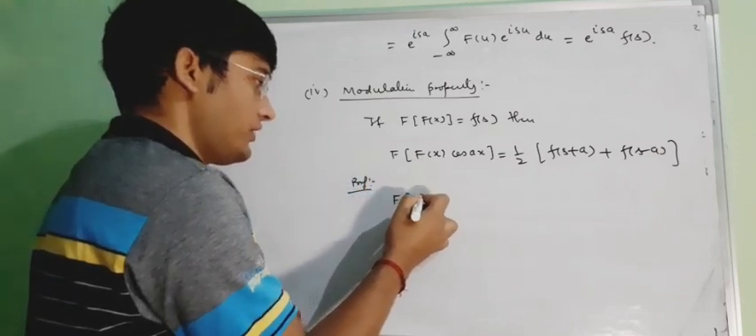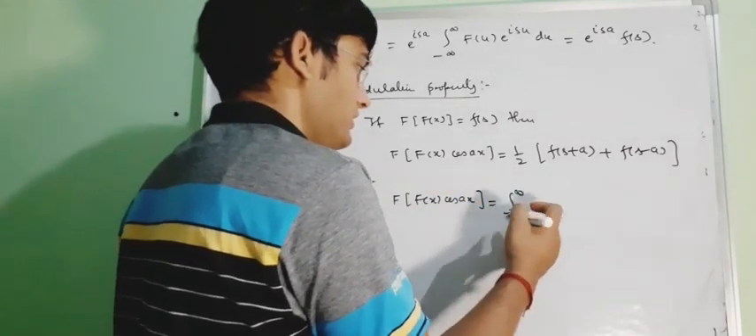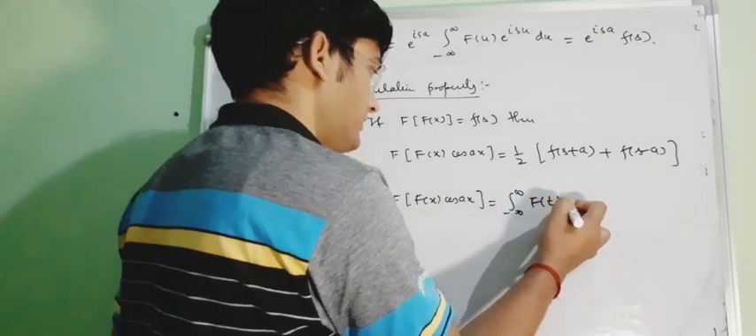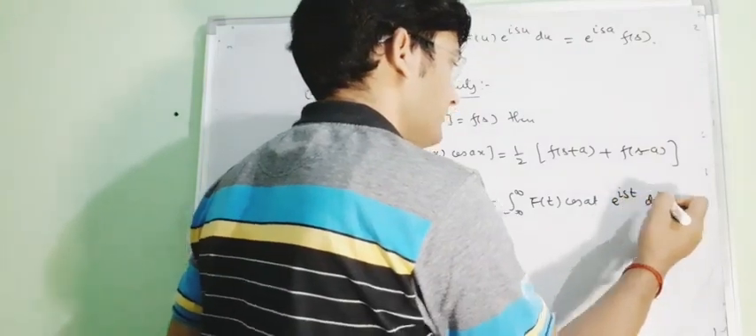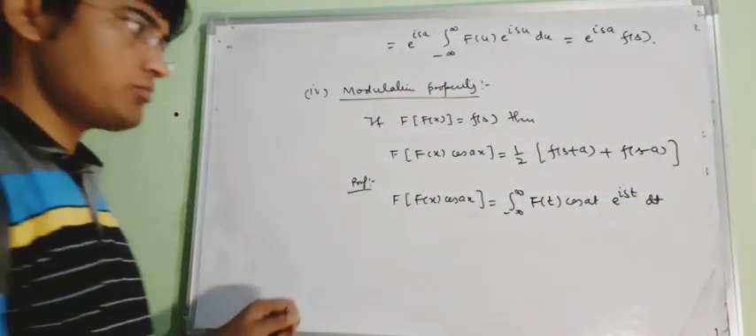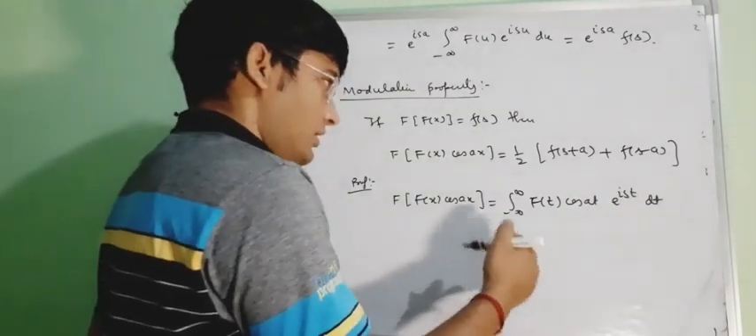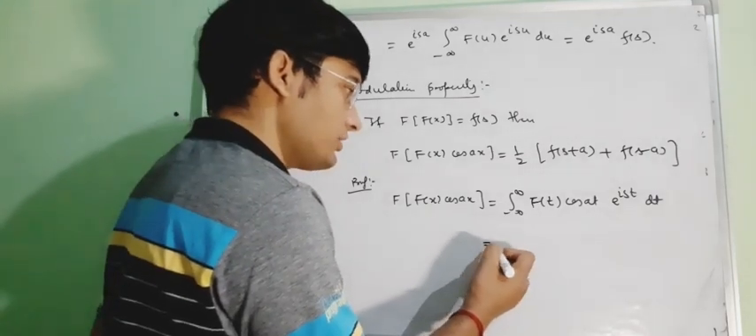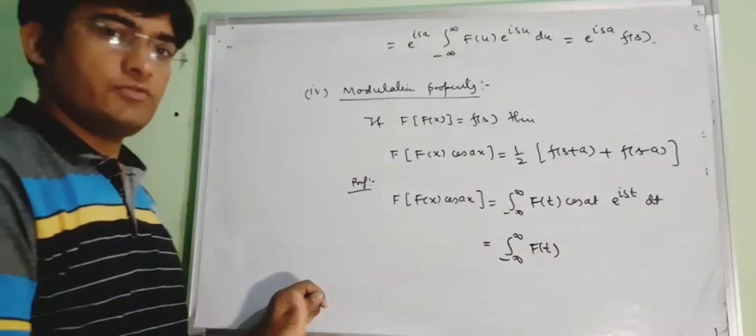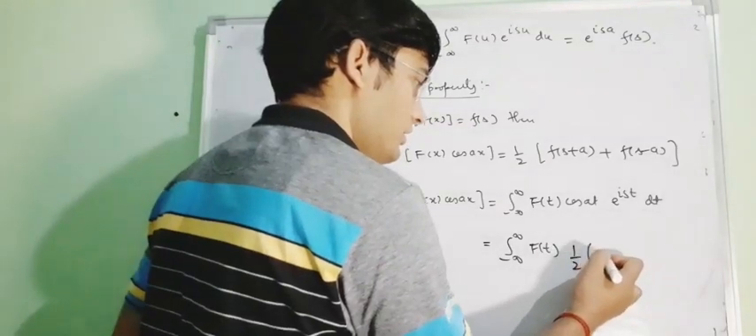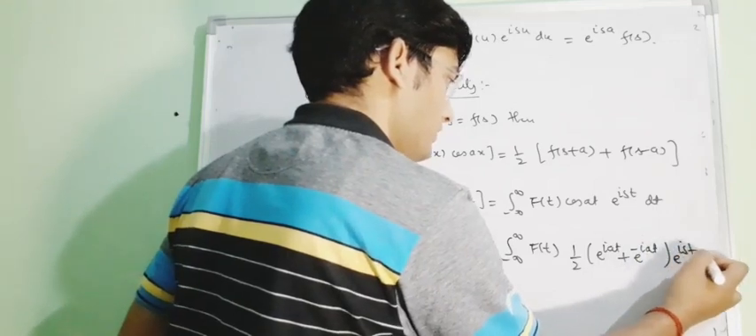The Fourier transformation of f(x) into cos ax, use our definition, which is the integral from minus infinity to infinity. Then we will have f(t) in place of f(x), so we will have f(t) cos at, then e to the power ist, and then dt. So this is the definition of the Fourier transformation. Now we can use the definition of cos theta, which is equal to half of e to the power i theta plus e to the power minus i theta, and then we have e to the power ist dt.